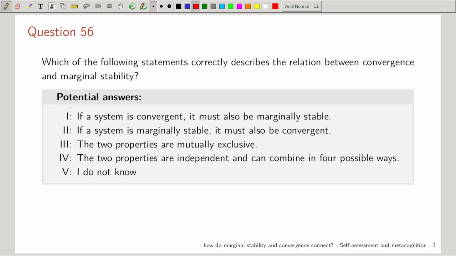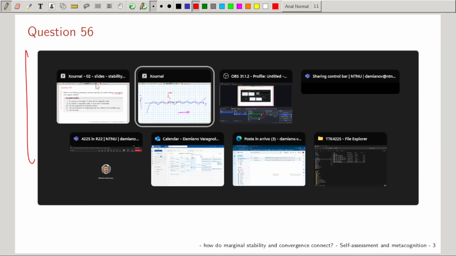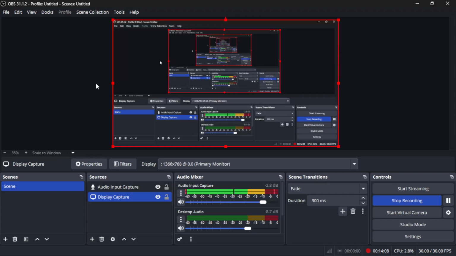Now, I say it's the same as before. Are we together that convergence and marginal stability are two different things? Are we together that the deltas are two different things? Perfect. Then I would say that if there are no other questions, we stop here.